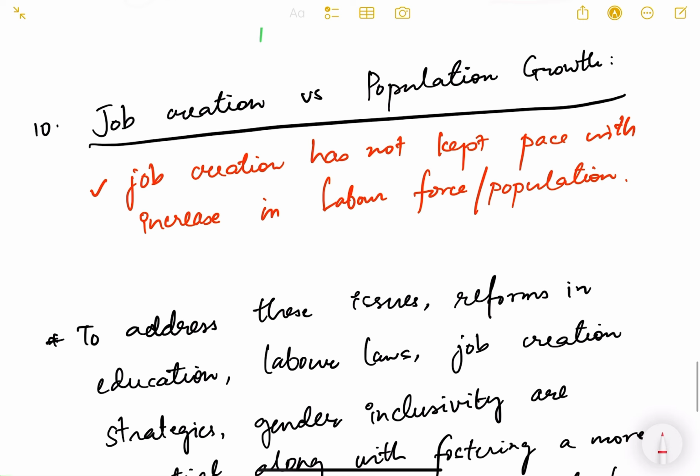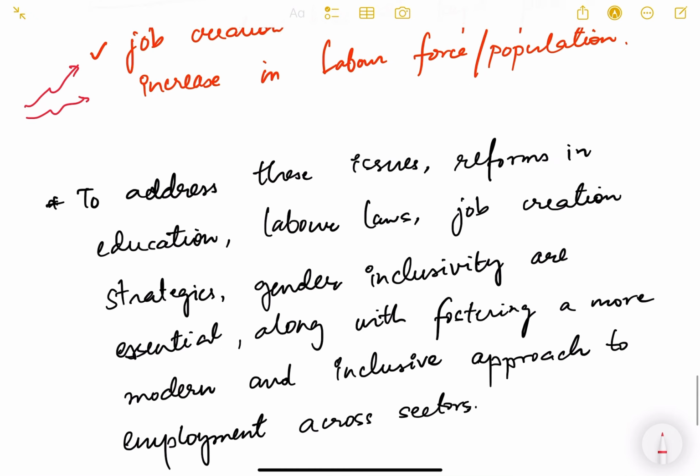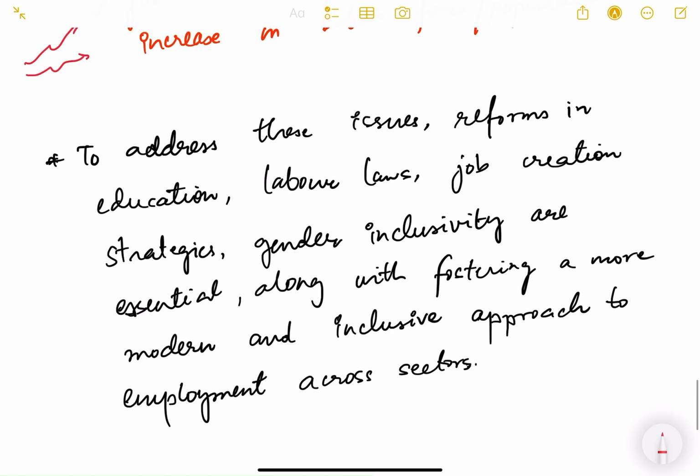Job creation versus population growth. While India has a large labor force, job creation has not kept pace with population growth. Okay, so the population growth rate is high, but the jobs are not getting created at the same rate. So there has been an increase in unemployment also because of that. There is a massive gap between the number of people seeking employment and the available jobs. These are some of the important challenges or issues when it comes to manufacturing and the employment scenario in our country.